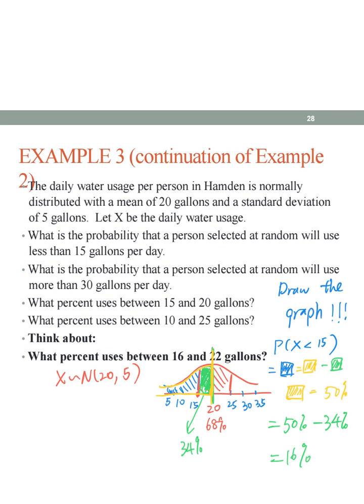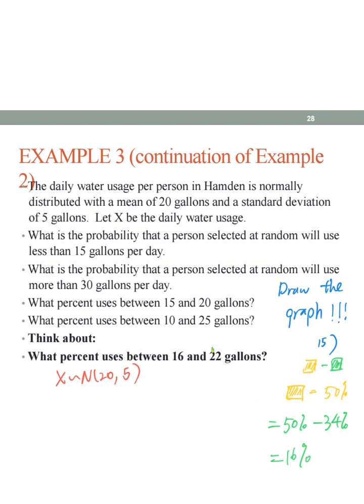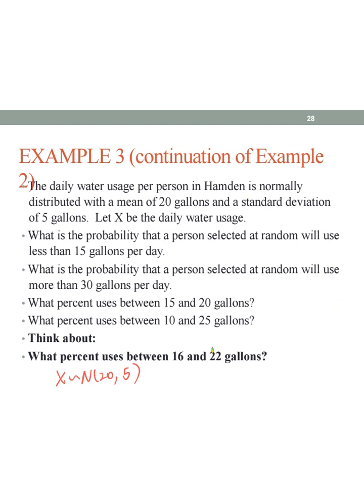The second part: how to find the probability more than 30 gallons. More than 30 gallons. So I will erase the solution. If you don't have a question, I will erase the solution, okay? And for the second part, I still draw the bell-shaped curve. Okay, the mean is 20.